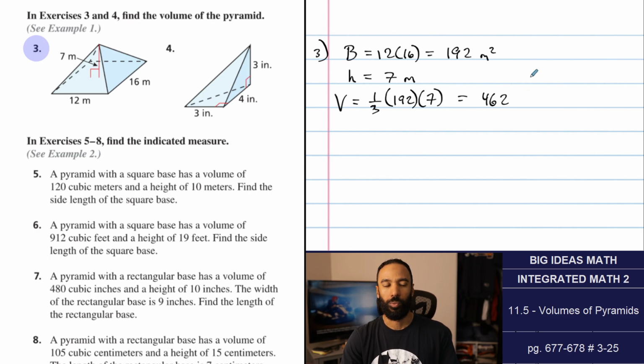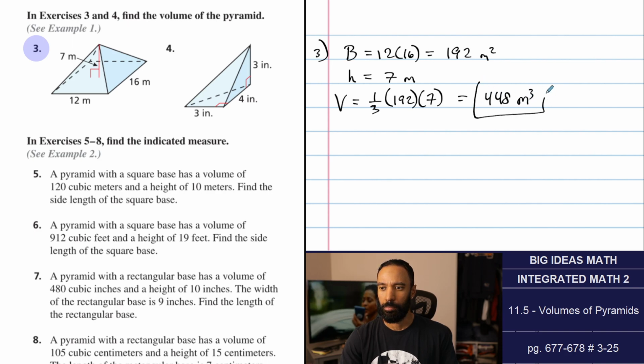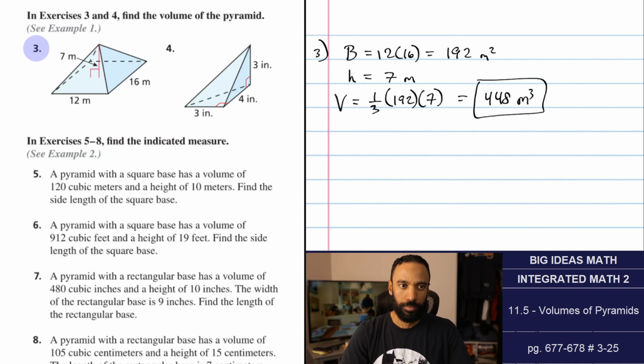Is that right? No, wait, no. 448. I was thinking of 66 times 7 or something. 448 cubic meters. I'm going to trust that because I did all that in my head. I haven't whipped out my calculator, so I think I'm going to have to whip that one out pretty soon. So that was the volume for that one.